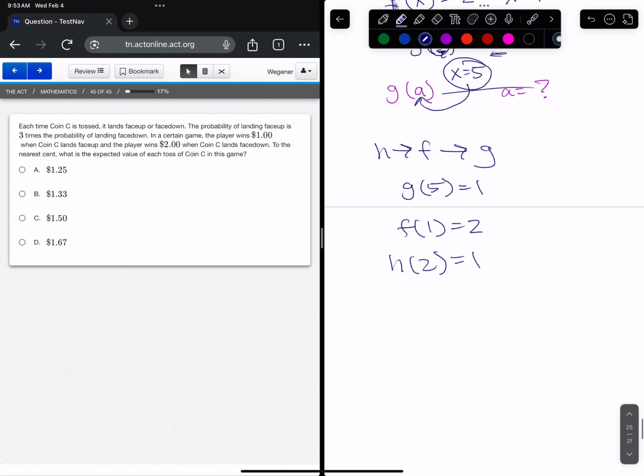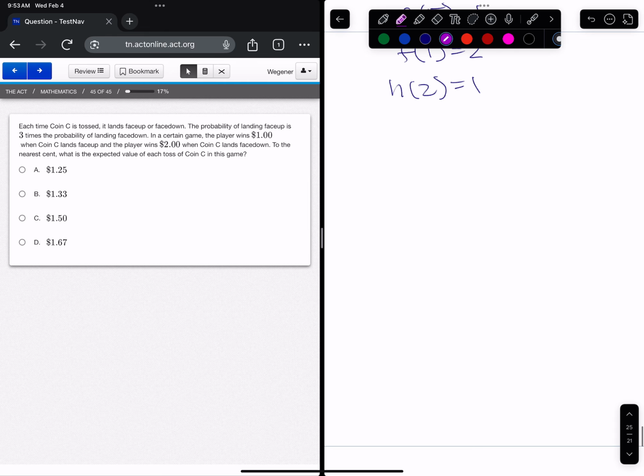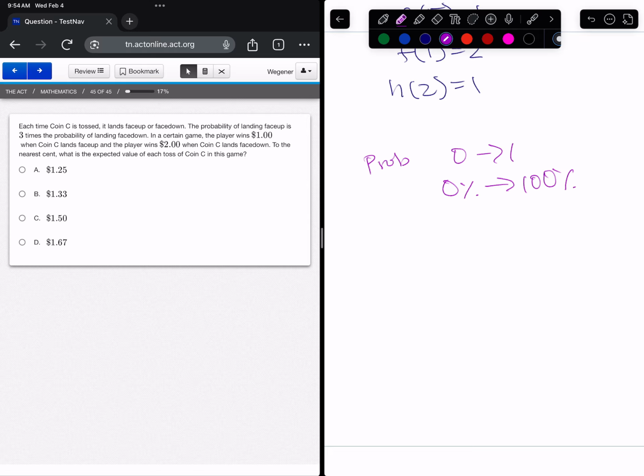All right, we're almost there. We just have one more, and then we're done with 45 questions. Here we have an expected value problem. Each time coin C is tossed, it lands face up or face down. The probability of landing face up is 3 times the probability of landing face down. Probability, when it comes to decimals, ranges from 0 to 1, or 0% to 100%. It cannot be over 100%, and it cannot be a negative number.